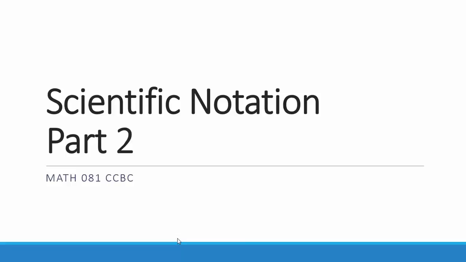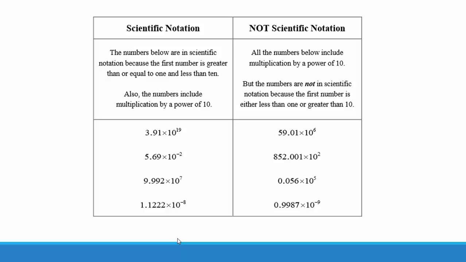In this video, we will continue studying scientific notation. Scientific notation is a very specific notation and a way to write a number. We need to make sure that we only have one non-zero digit to the left of the decimal point. The rest of the digits will follow the decimal point, and then you will have times 10 to some power.